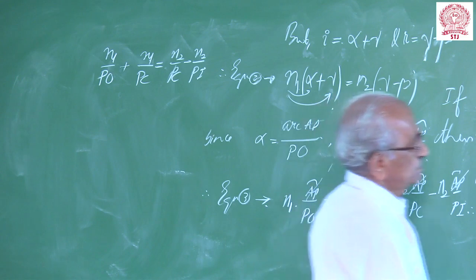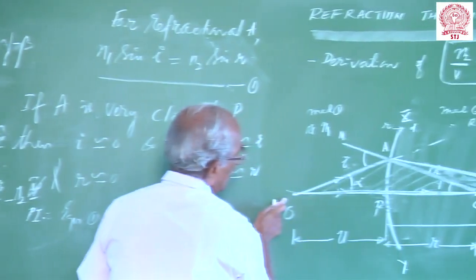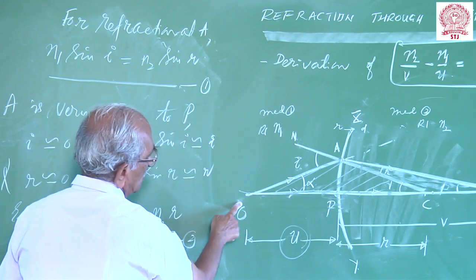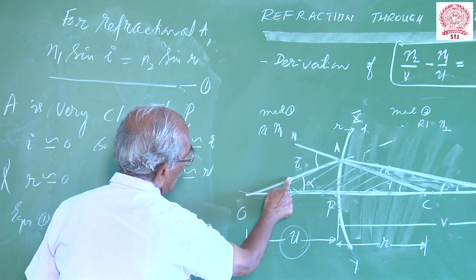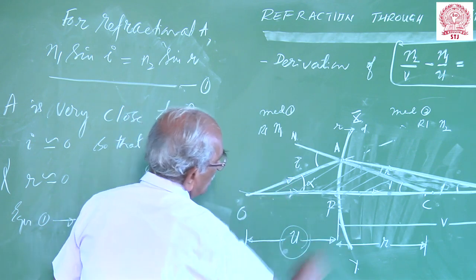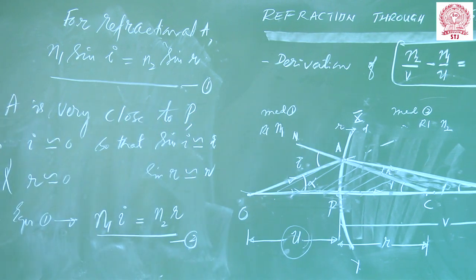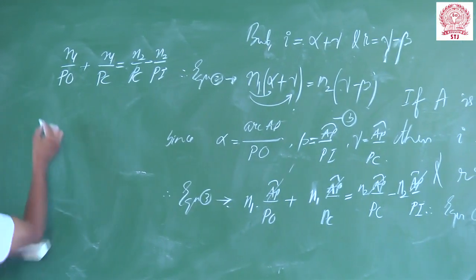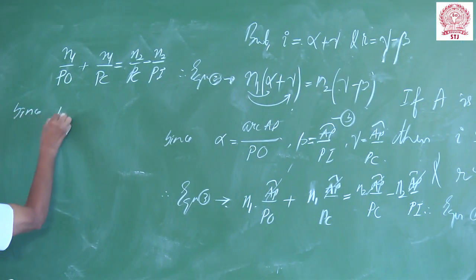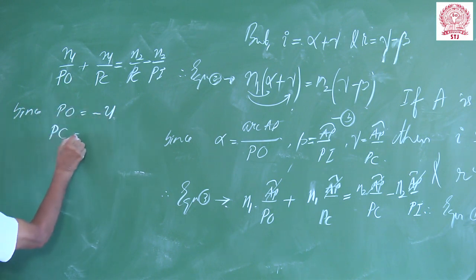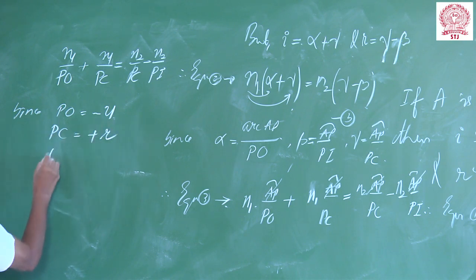Now look at the figure here. PO is the object distance, the distance to the object from the pole. Remember the sign convention. It is measured against the light direction. Therefore, it is minus U. The other two are positive. Therefore, since PO is minus U, PC is plus R, and PI is plus V.